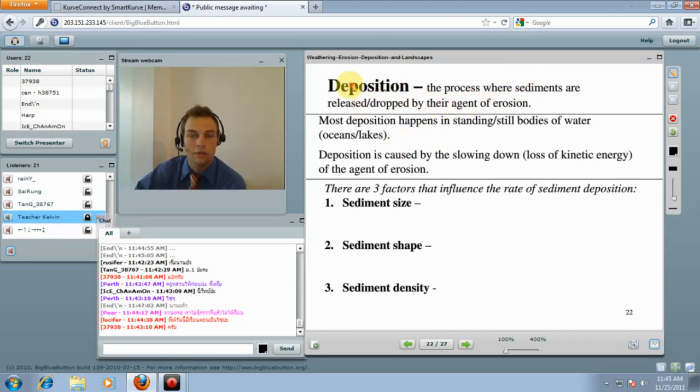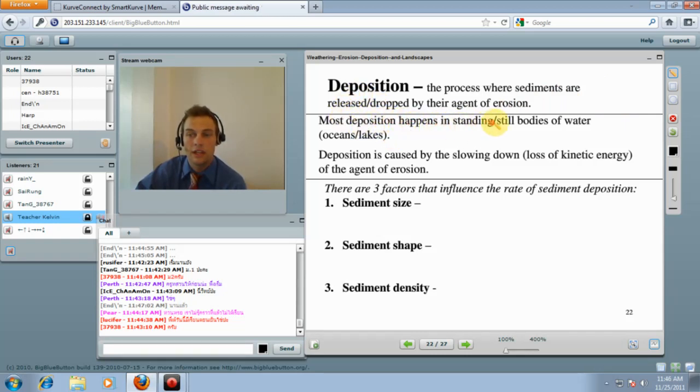Deposition, which is the third step. So we have weathering, erosion, and deposition. Deposition is the process where sediments are released or dropped by their agent of erosion, and we can think about this as, after they're transported by whatever agent, how are they released from being transported? So if something is inside of a glacier, in what way is it dropped out of the glacier?